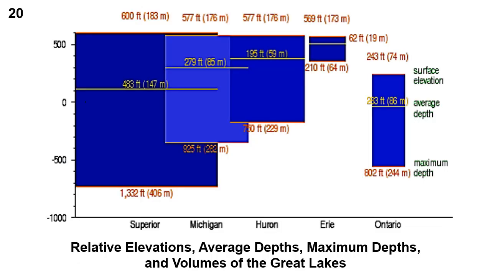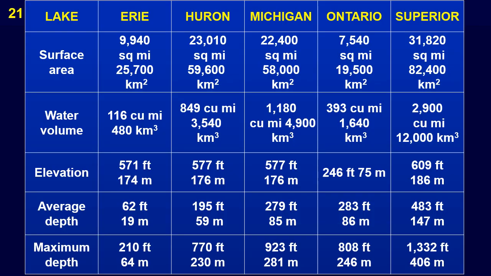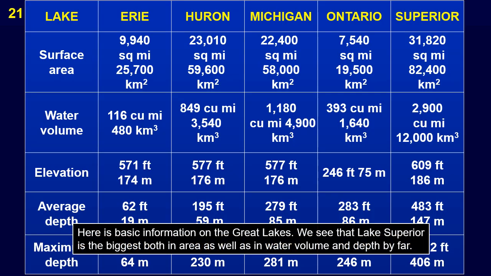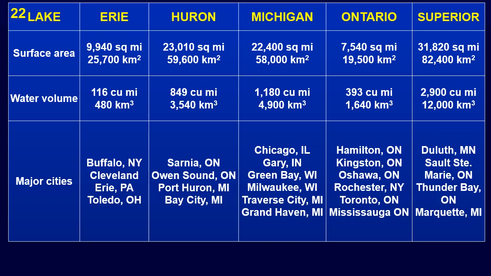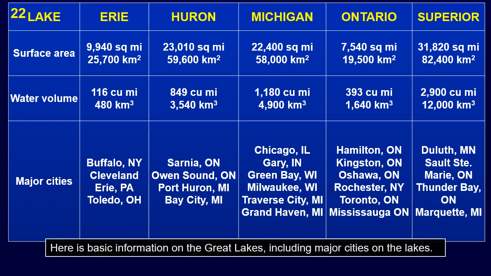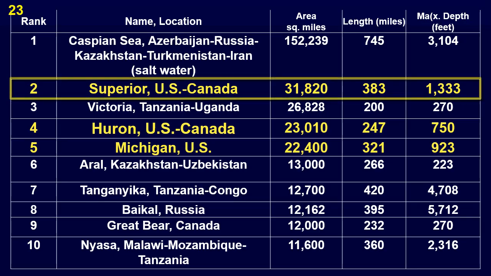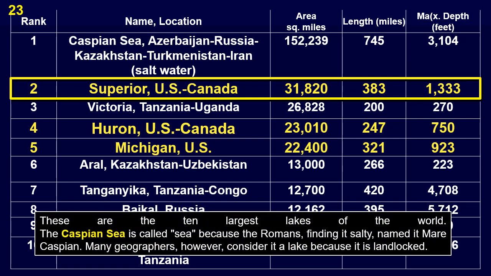This compares the elevations, depths, and volume of the lakes. Here is basic information on the Great Lakes. We see that Lake Superior is the biggest both in area as well as in water volume and depth by far. Here is basic information on the Great Lakes, including major cities on the lakes. These are the 10 largest lakes of the world.